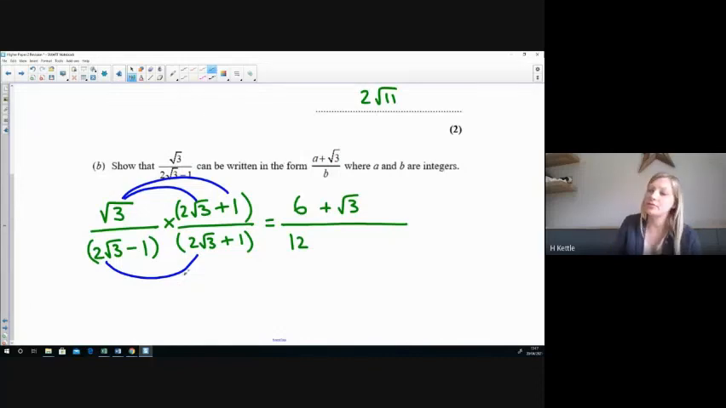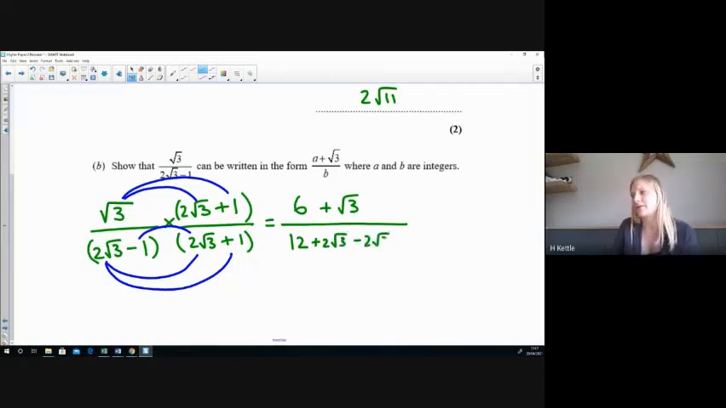And then the beauty of doing this is that if we do 2 root 3 times plus 1, we get positive 2 root 3. And if we do minus 1 times 2 root 3, we get negative 2 root 3. And so those two things are going to cancel each other out. So you don't even need to write it. I'm going to write it. We've got plus 2 root 3, minus 2 root 3. And that's happened for a reason, because we set it up that way. And then we've got minus 1 times 1, which is minus 1.